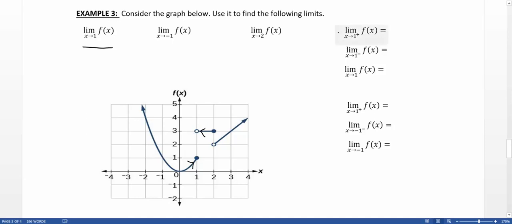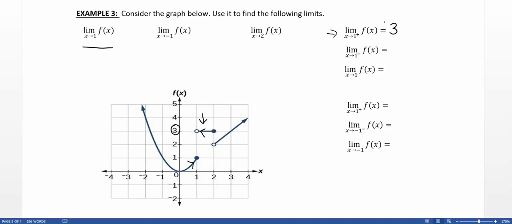So we're going to start by seeing what happens as we approach 1 from the right. So something to the right of 1, that means we're defined by this function up here, this line. So as we approach 1 from the right, the y value that we're approaching is 3. So again, since we never actually plug in 1, we're asking what happens when we get close to 1 from the right. As we get close to 1 from the right, we get close to 3.